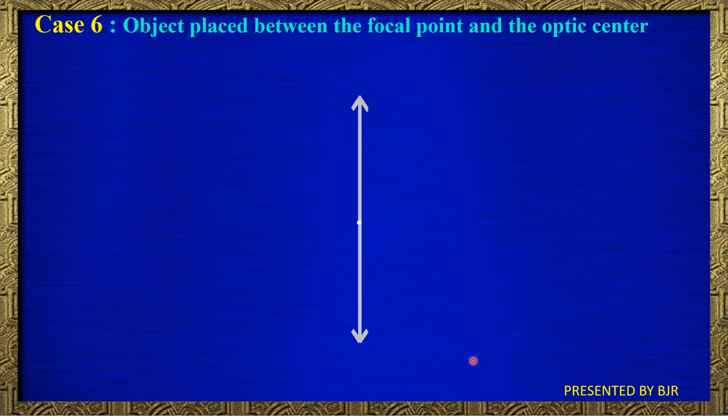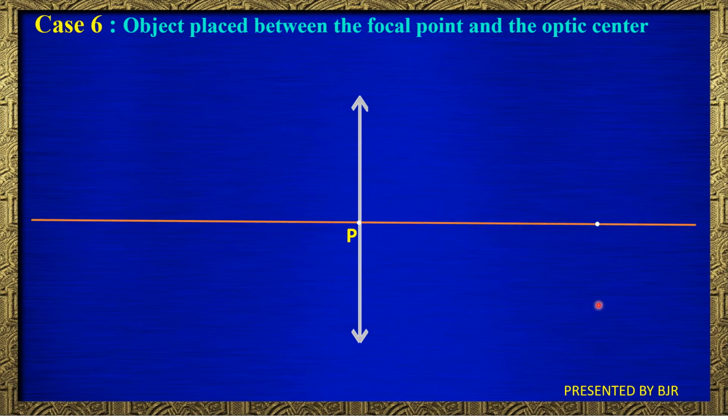This is the convex lens. P is its optic center. This one is the principal axis. C1, C2 are the centers of curvatures, F1, F2 are the focal points.